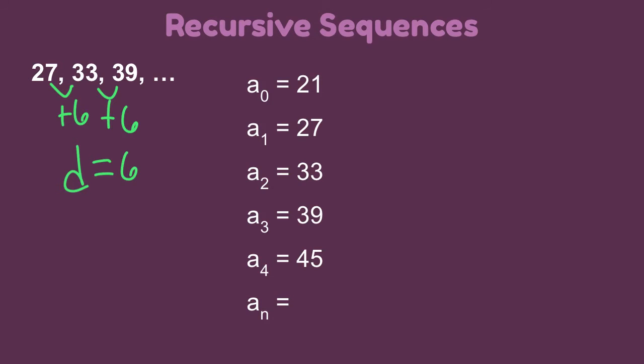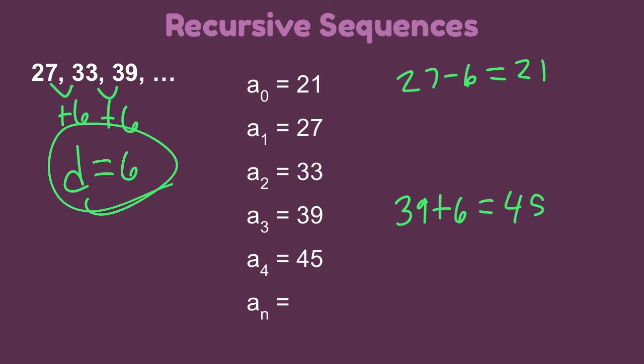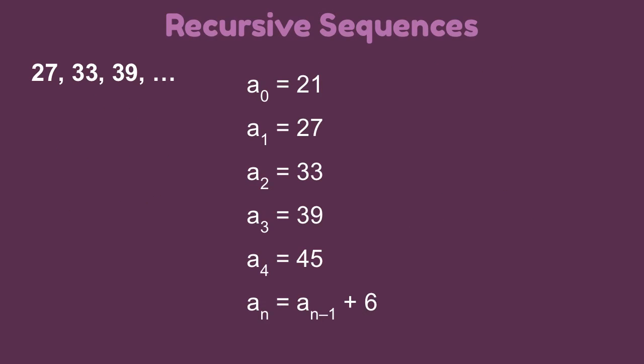And so if I was going to work backwards, 27 take away 6 is how I came up with that 21. Then if I wanted to figure out what a sub 4 is, I would just take this 39 that I already know for a sub 3, and if I add 6, I get 45. Now we're going to see if we can figure out what our a sub n is, and keep in mind that we just need to know what our common difference is. We're going to do our previous term plus our common difference, which looks like this. a sub n is equal to a sub n minus 1 plus 6. And again, 6 was our common difference.